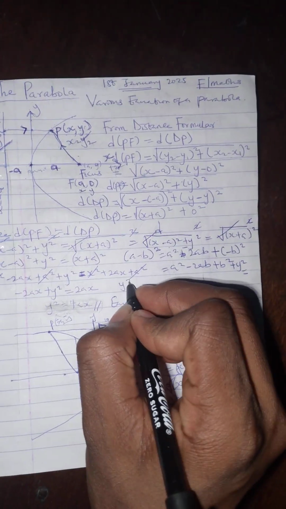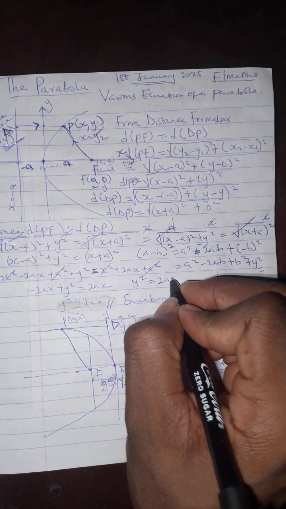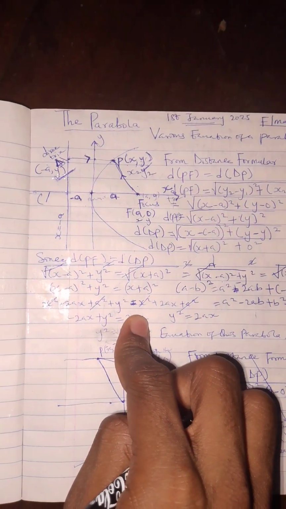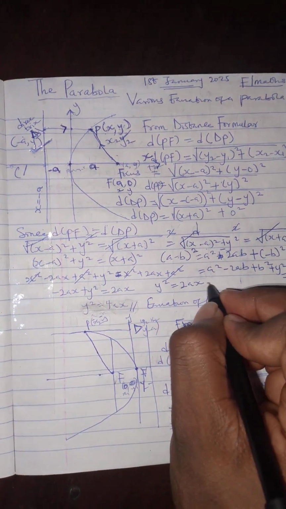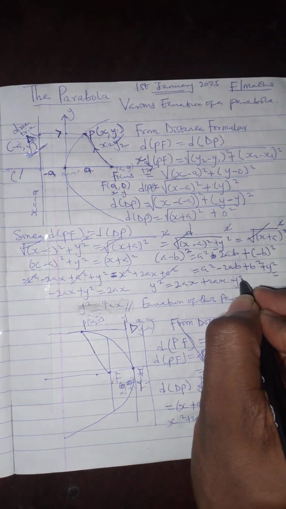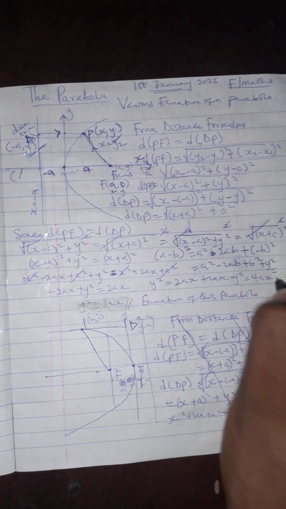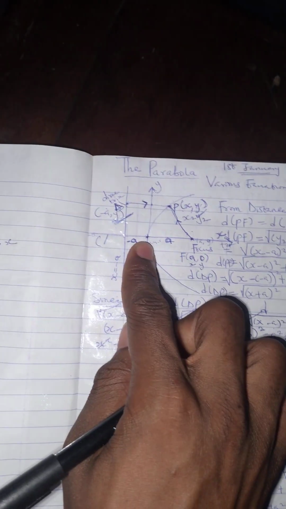So then y squared will now be equal to 2ax. Bringing this one over, you are going to have plus 2ax. So y squared equals 4ax. That is the first equation for this type of parabola.